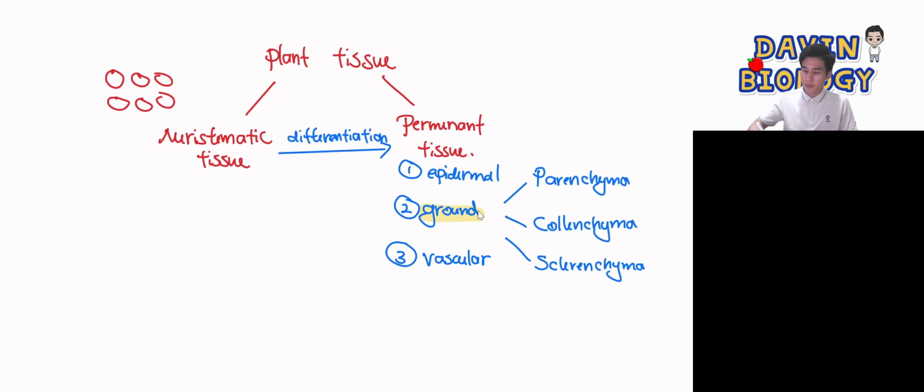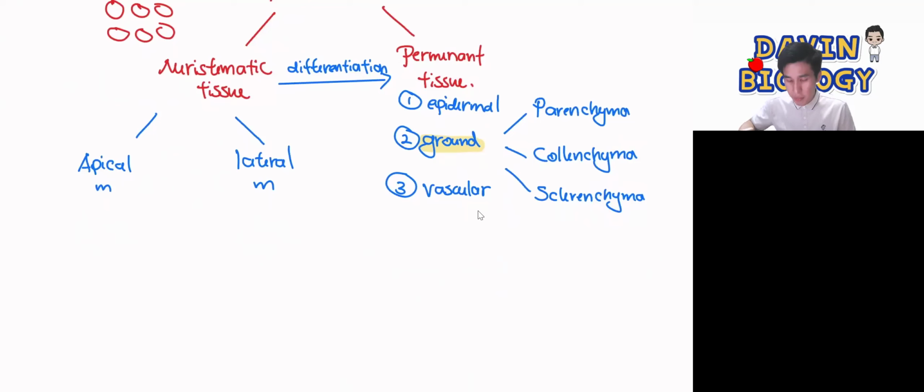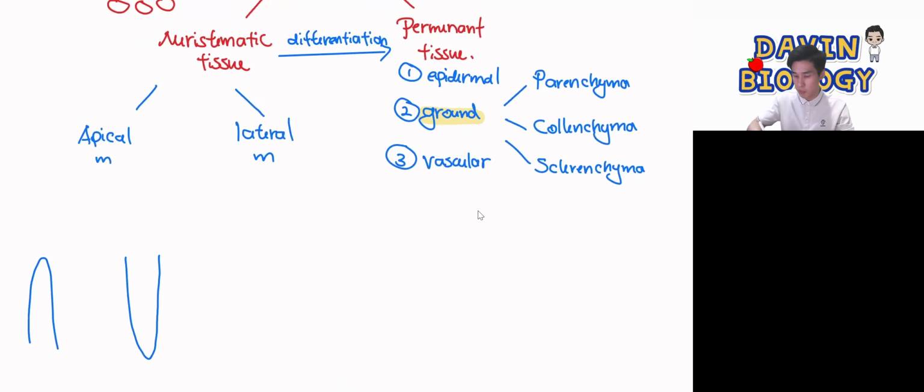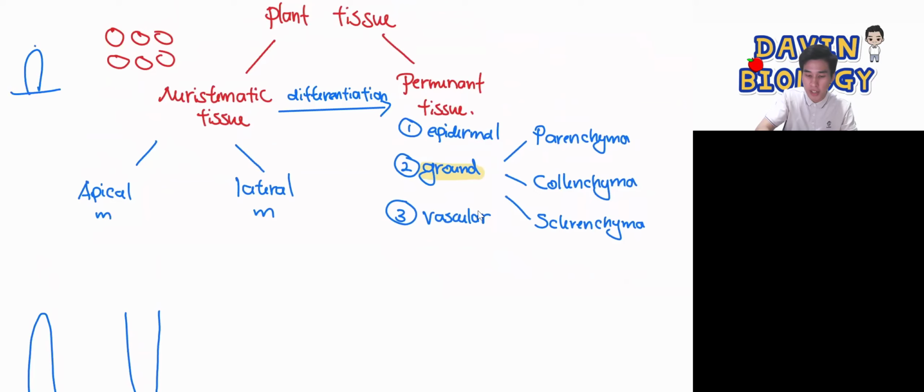So meristematic tissues are divided into two types called apical meristem. The M stands for meristem, I just write M. And lateral meristem. Now, the meaning of apical is the tip. So they are literally your shoot tip and your root tip, meaning the topmost part of the plant and the bottommost part of the plant. If you don't know what I'm drawing, there's the plant, here's the shoot tip, here's the root tip.